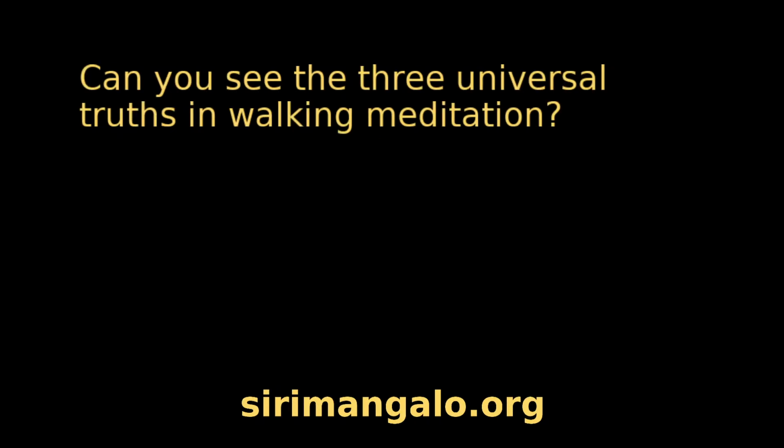Can you see the three universal truths in walking meditation? You mean the three characteristics? There are four, because you have to use your terminology properly. There are four noble truths, but you're probably talking about the three characteristics, universal characteristics. They're not quite universal.